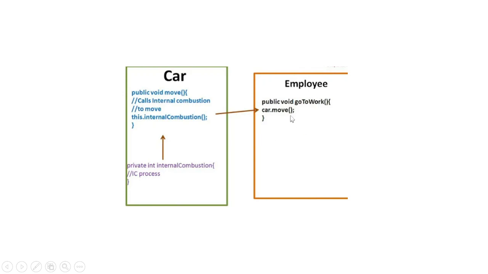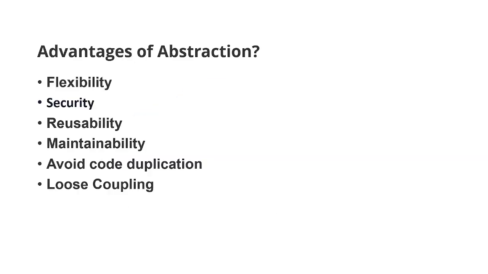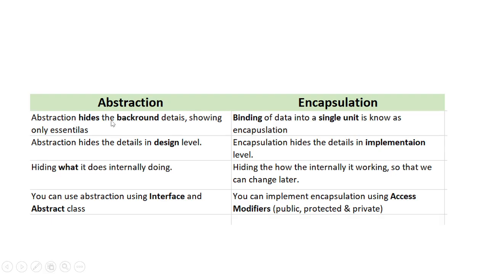But in case of abstraction, at the design level, it hides what it is doing. Abstraction hides the background details, showing only the essential. Encapsulation hides the implementation. Abstraction hides the details at the design level, while encapsulation works at the implementation level. This is the definition of abstraction and encapsulation: abstraction is about what it is doing being hidden, and encapsulation is about how it is doing it being hidden.